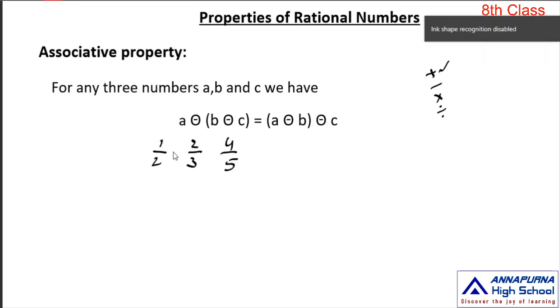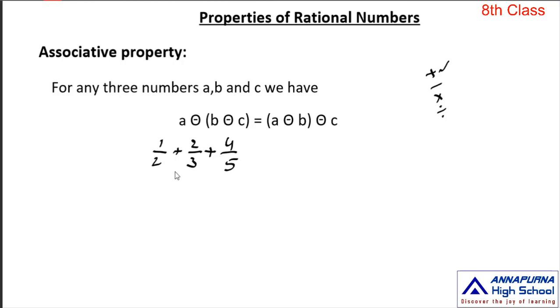Now I am adding these three rational numbers: 1/2 plus 2/3 plus 4/5. How to add? In our mathematics, we can apply any fundamental operation between two numbers at a time only. But here we are adding three rational numbers, so directly we cannot add them at a time. As per mathematics, yes, there are shortcuts, we can do that. But we cannot apply any fundamental operation between more than two numbers.